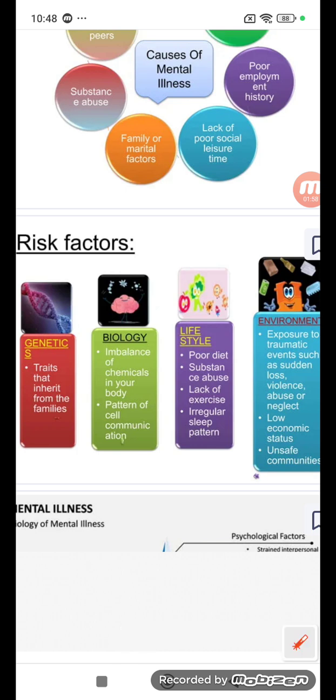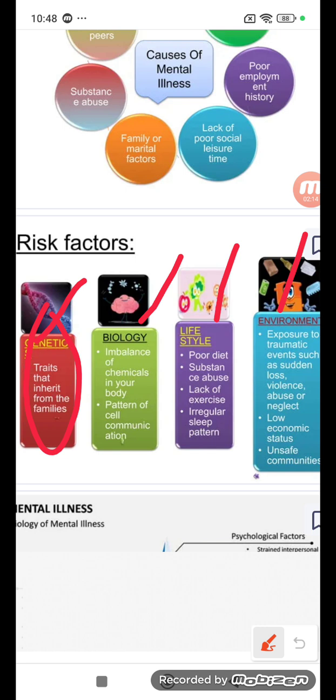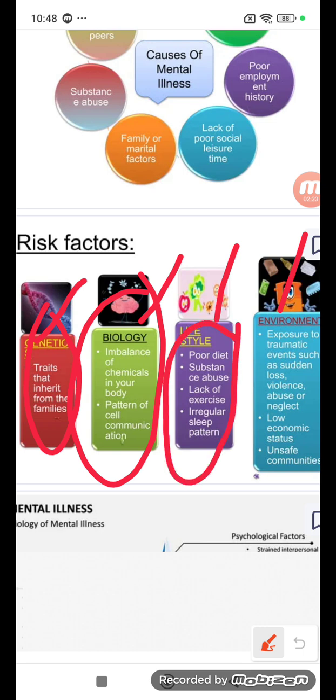Now the risk factors of mental illness. Just check these points. The first are genetic factors, biological factors, and lifestyle and environmental factors, which also create some disturbance. For example, traits inherited from the family. Genetically, it is a compulsory presence in our body. Biological means an imbalance of chemicals and the pattern of cell communication, which also creates a disturbance. The next one is lifestyle: poor diet, meaning an unhealthy diet, substance abuse, and lack of exercise.